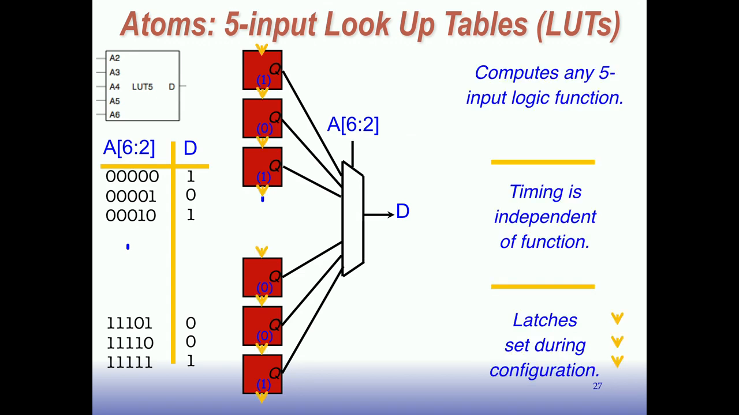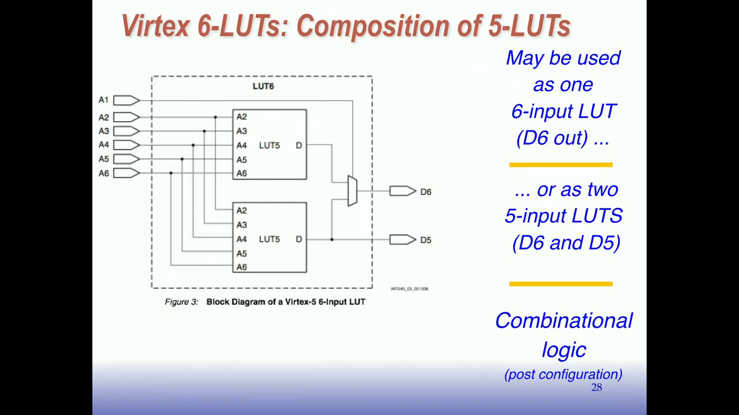And this implements any 5-input logic function. Now, this is kind of an important concept here. So they put 5 LUTs together, and you can combine them under user control to make a 6-LUT. The way this works is there's an extra multiplexer here, which, under control of this extra input, can choose the output of this LUT or the output of this LUT.